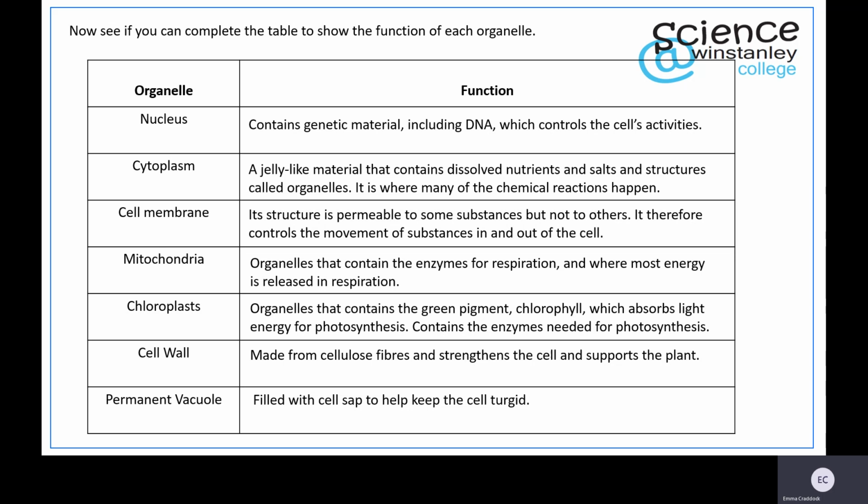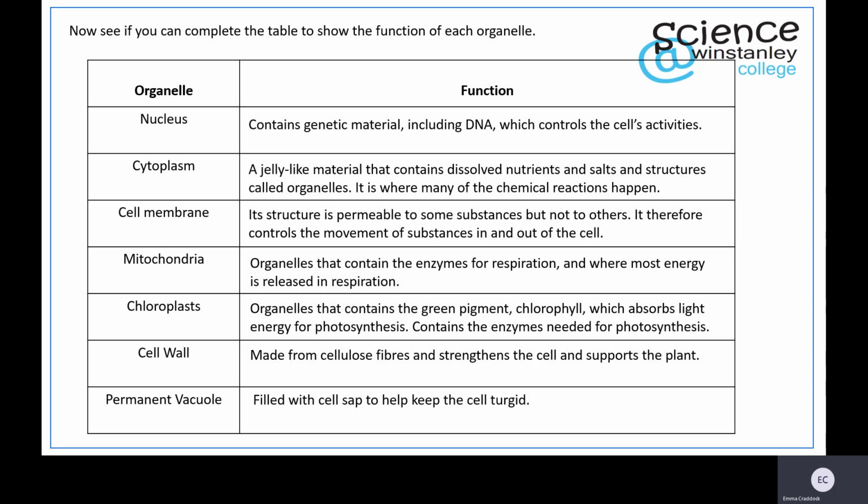Your mitochondria are organelles that contain the enzymes for respiration, and this is where most energy is released in aerobic respiration. So it's aerobic respiration that takes place in the mitochondria. Your chloroplasts are organelles that contain the green pigment chlorophyll. Chlorophyll absorbs light energy for photosynthesis. Your chloroplasts also contain the enzymes needed for photosynthesis.